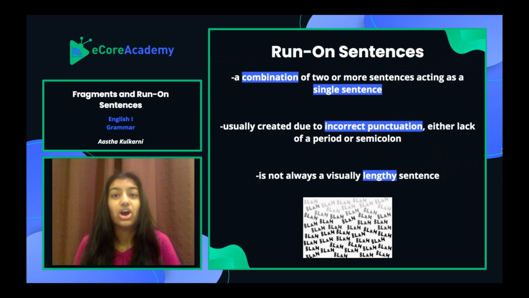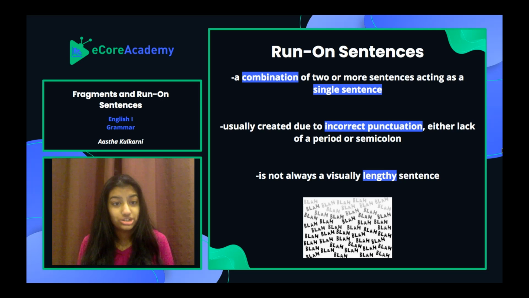Run-on sentences are a combination of 2 or more sentences which are acting as a single sentence. So it can be 2, 3, 4 sentences, whatever amount it is. Basically, they're all fused together with or without commas, it doesn't matter, but they're all fused together and they act as a single sentence because there's only one period at the end of it. So these are usually created due to incorrect punctuation, as I just said, either a lack of period or a semicolon. So run-on sentences are usually an easy fix if you just get your punctuation down.